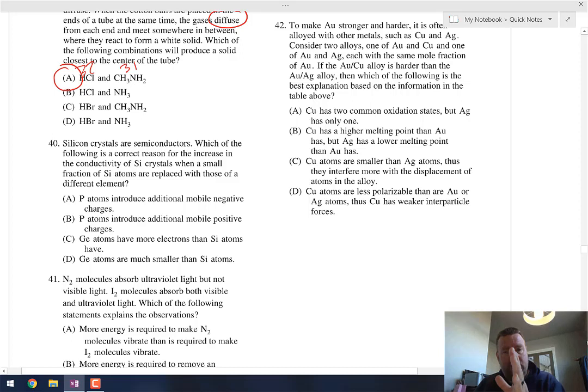Okay, phosphorus, though, is to the right of silicon. So if it's to the right of silicon, that means that it has more valence electrons. And we don't care about protons. That's positive charges. We care about valence electrons. So the correct answer is A.